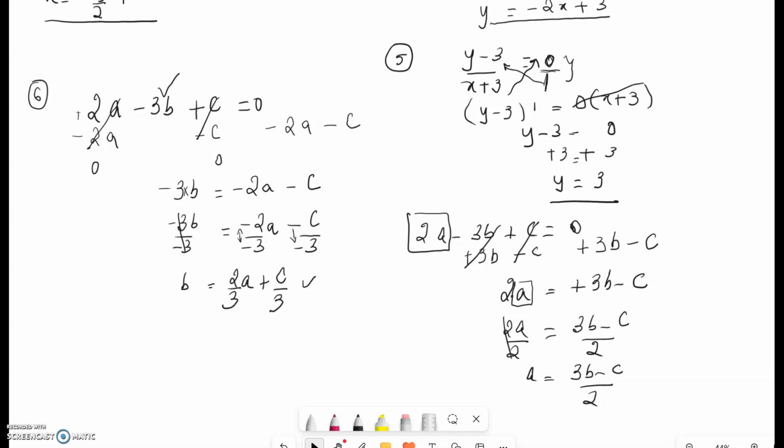So just pick any one letter and you can solve for it. The same rules apply, the rules that you learned in solving linear equations. But just make sure you're careful with the negatives and focus on the letter that you're solving for, and get that letter by itself on one side.